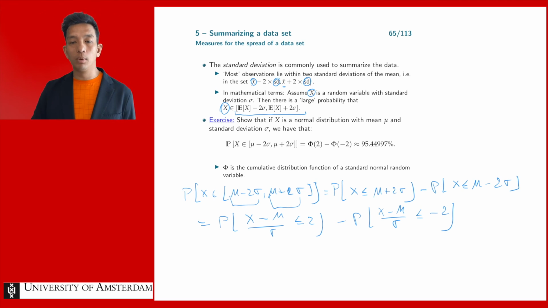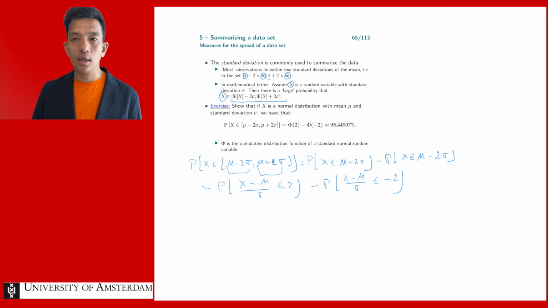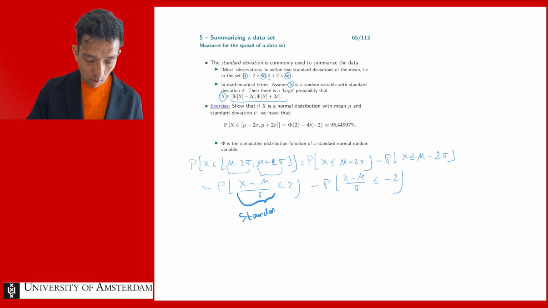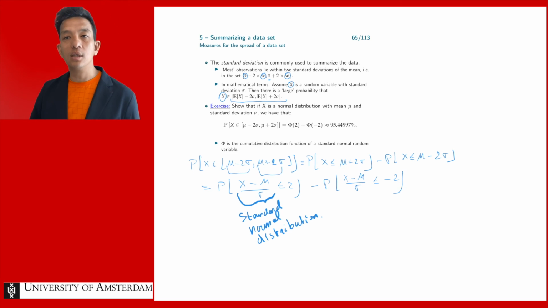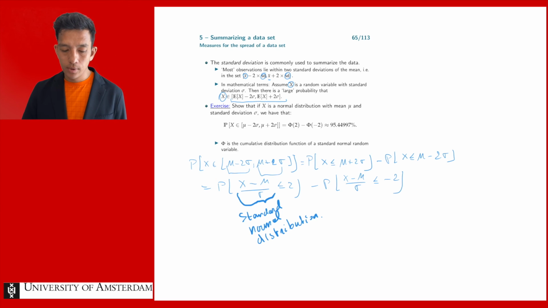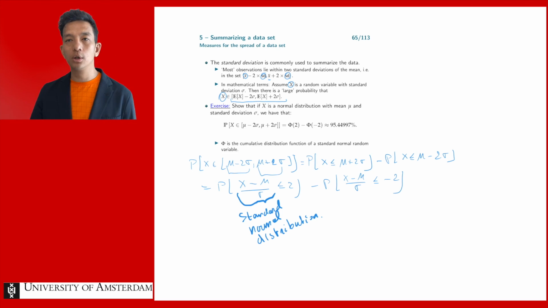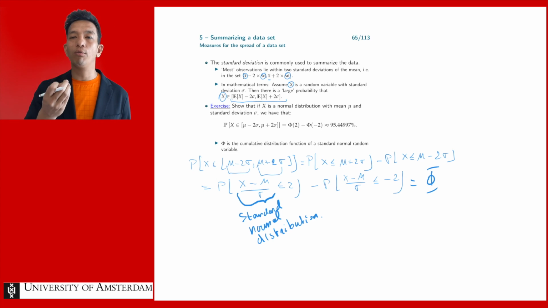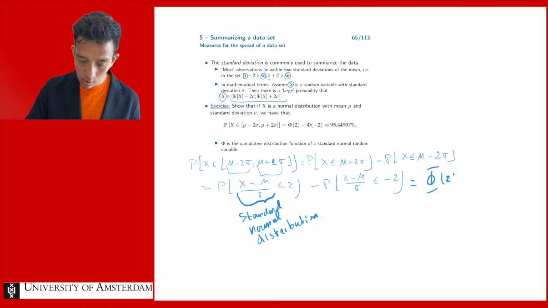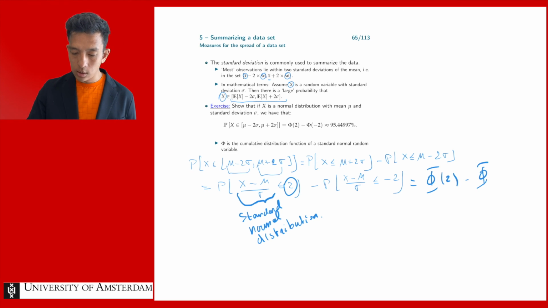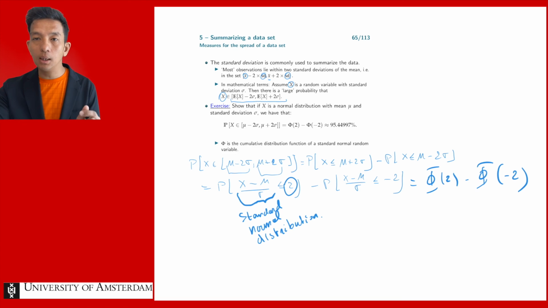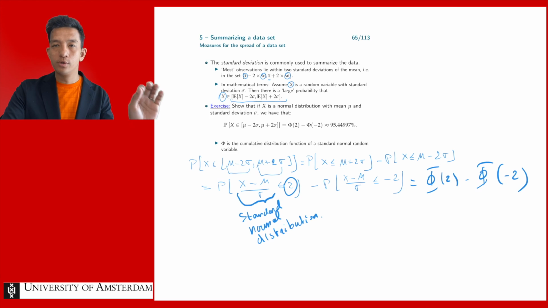And if x is a normal distribution, mu is the mean, sigma is the standard deviation, then this has the same distribution as what we call a standard normal distribution. A standard normal distribution is a distribution with mean 0 and variance 1. And the distribution function of a standard normal distribution is denoted by phi. So that's why I can write this as the distribution function of a normal distribution with mean 0 and variance 1, evaluated in 2, minus the distribution function of a standard normal distribution, evaluated in minus 2.